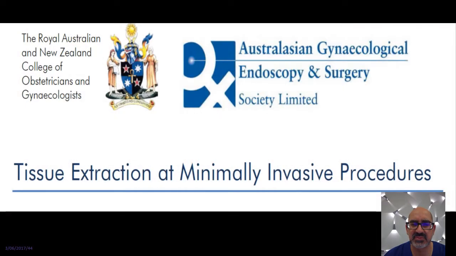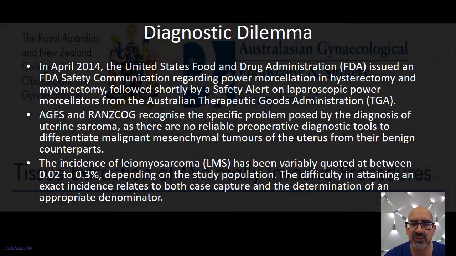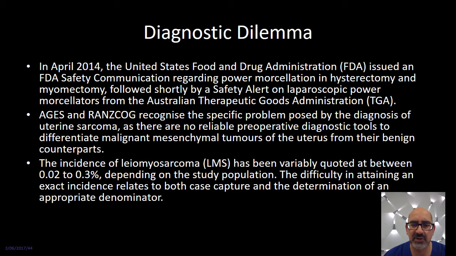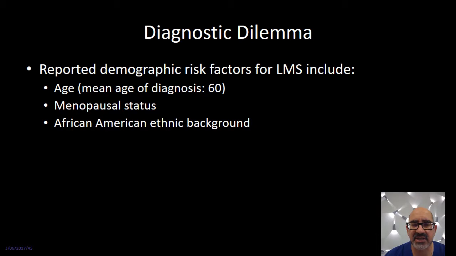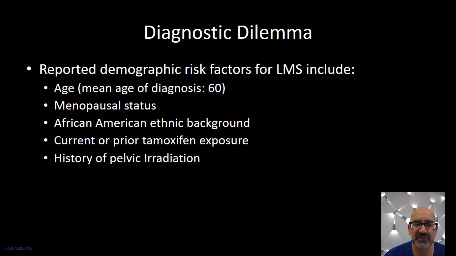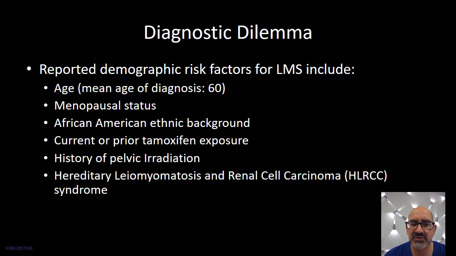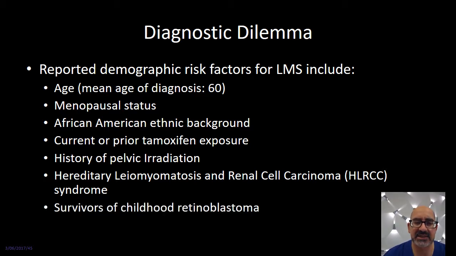and how it is performed. We then very quickly at the Royal Australian and New Zealand College of Obstetricians and Gynaecologists also provided a statement following this, clarifying that the incidence of leiomyosarcoma is in fact quite low, somewhere between 2 per 10,000 to 3 per 1,000, depending on the study population. And that there are a number of risk factors, including age, postmenopausal status, African American ethnic background, exposure to tamoxifen, history of irradiation, hereditary leiomyomatosis and renal cell carcinoma, and also childhood survivors of retinoblastoma.